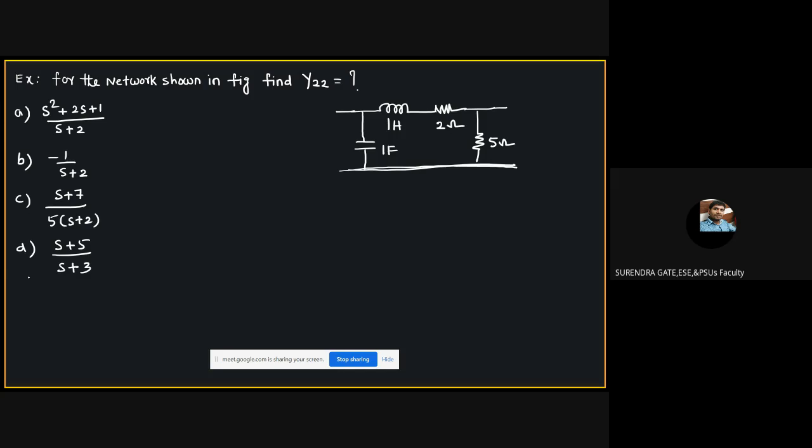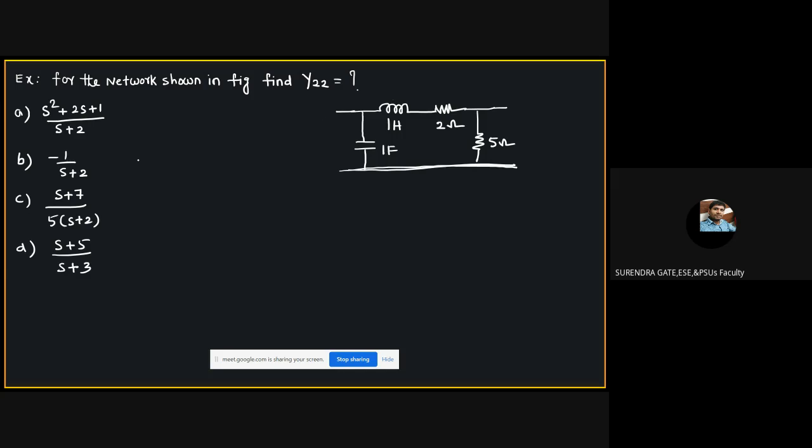You want to find y22. Option B is not the answer because y22 can never be negative. y11 and y22 can never be negative. Only y12 and y21 can be negative. Understand? That's why option B is not the answer. Now, it's just like a pi network. For a pi network, we can easily calculate the y parameters.